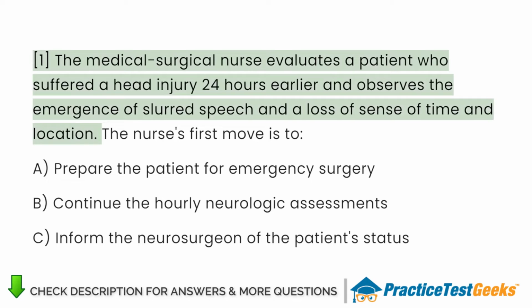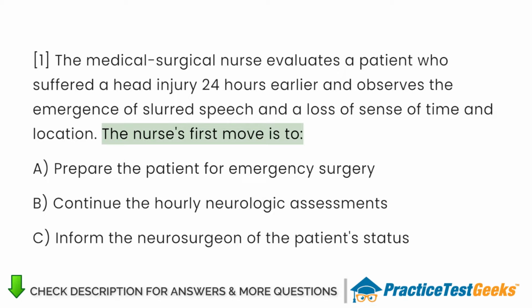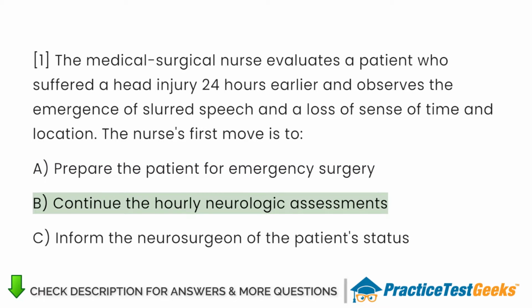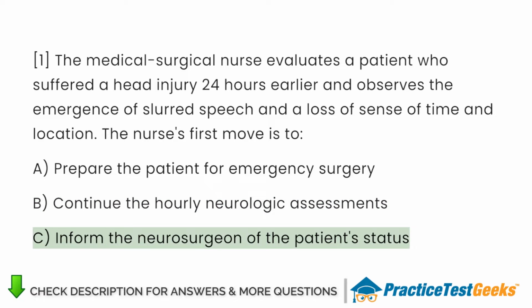The medical surgical nurse evaluates a patient who suffered a head injury 24 hours earlier and observes the emergence of slurred speech and a loss of sense of time and location. The nurse's first move is to A. Prepare the patient for emergency surgery. B. Continue the hourly neurologic assessments. C. Inform the neurosurgeon of the patient's status.